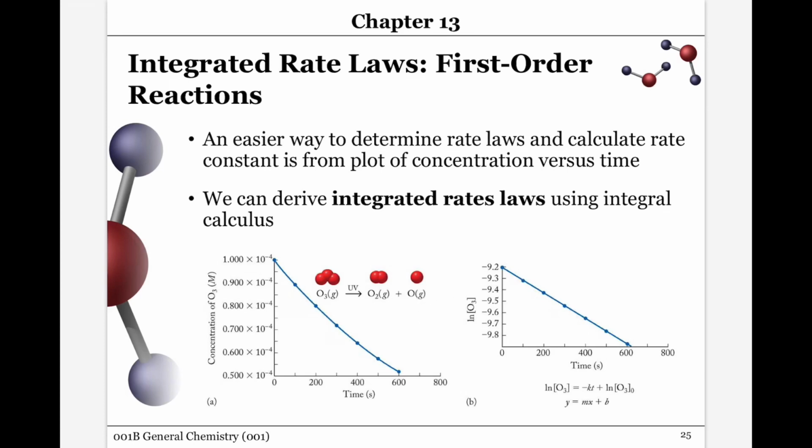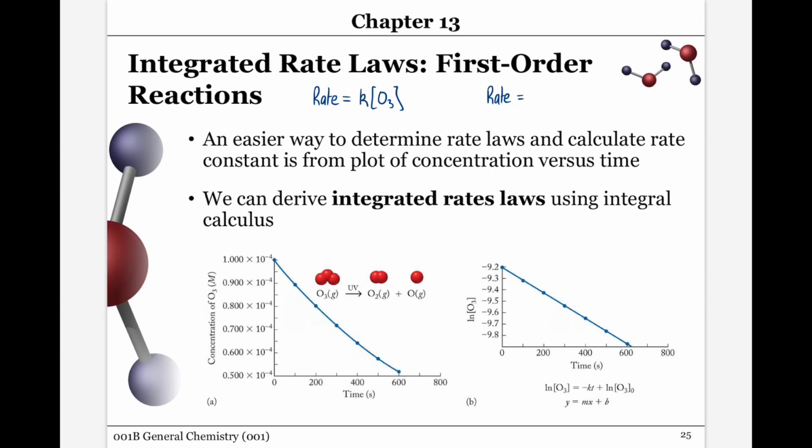If we wanted to write down the rate of this equation, what we would do is say that the rate is equal to the rate constant K multiplied by the concentration of the reactant, and we're assuming that this is a first order reaction, and so the power of our concentration factor here is equal to 1.